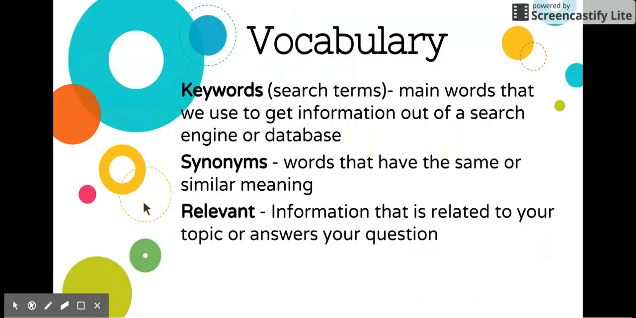When we talk about finding information, there's a few words that we need to keep in mind. One is keywords. That also can mean search terms. Those are the main words we use to get information out of a search engine or database. Another word that we think about is synonyms. Those are words that have same or similar meaning, and we know that sometimes we'll have to change our keywords a little bit and use a slightly different word. And what we're really looking for is relevant information that's related to our topic or answers our question.